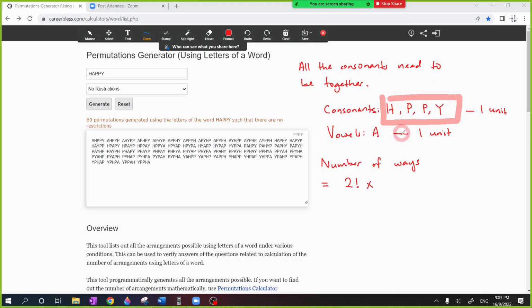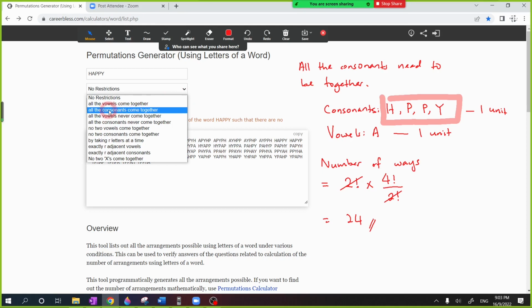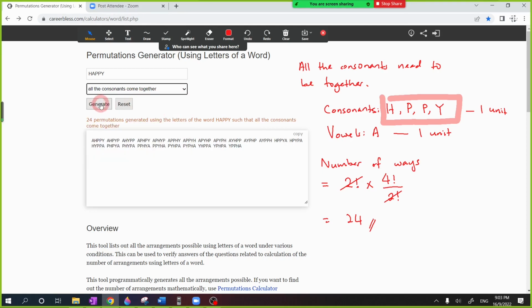So we have 4 letters here, 4 factorial. But there are 2 Ps, so we have to divide this 4 factorial by 2 factorial. Okay, so here we can simplify them. 4 factorial is equal to 4 times 3 times 2 times 1, which is 24. Okay, let's check whether our answer is correct. All the consonants must come together. Okay, so we have 24 ways.